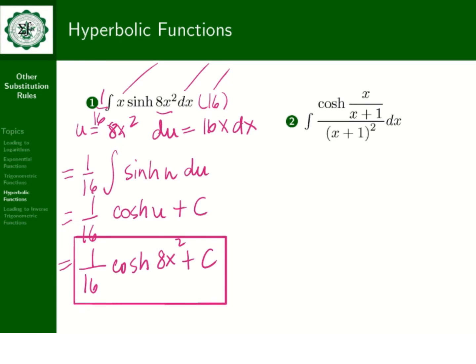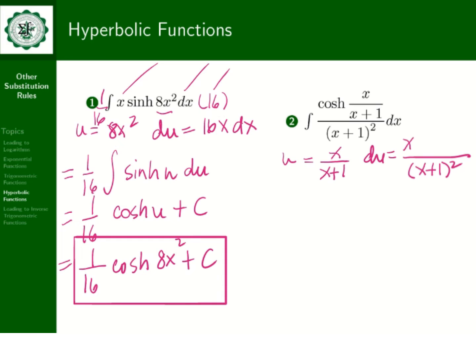Now for our next example, we have the integral of cosh of the quantity x over x plus 1 all over x plus 1 raised to 2 dx. Now the argument is x over x plus 1. To get the derivative, so we have du, we will be applying the quotient rule. So we square the denominator. We have x plus 1 raised to 2. For the numerator, we have the derivative of x is 1.